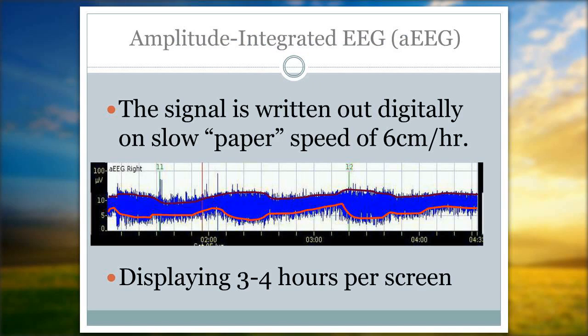So again, as I said, it's written out at a static speed, and we call this a very slow paper speed of 6 centimeters an hour. And depending on which monitor you're looking at, it's typically going to then be displaying 3.5 or 4 hours per screen of aEEG. So on this particular monitor, this is the brains monitor, and this is giving us 3.5 hours.